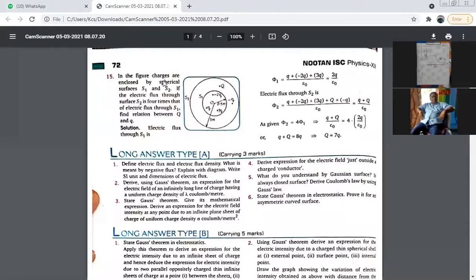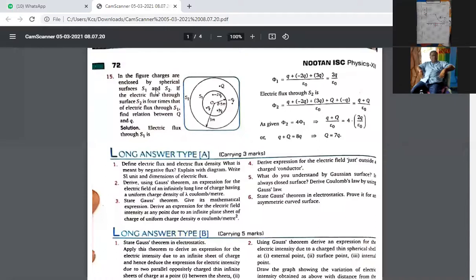In the figure, charges are enclosed by spherical shells S1 and S2. If the electric flux through the surface S2 is 4 times the electric flux through the surface S1, find the relation between capital Q and small q. So as we know, electric flux does not depend upon the size of the surface. It only depends upon the charge enclosed by the surface.